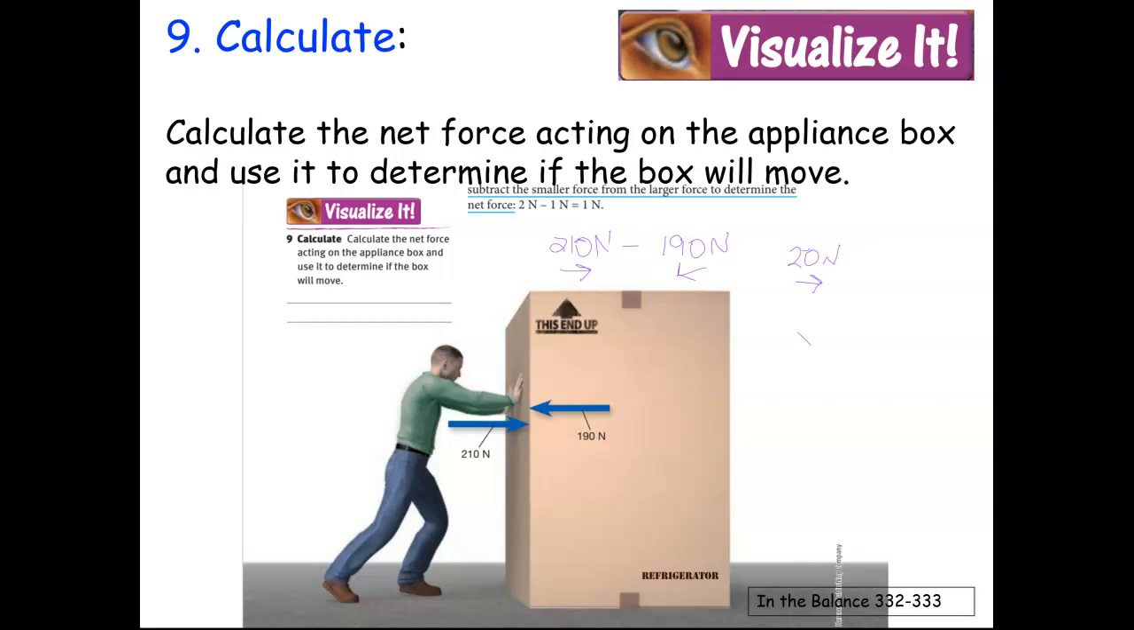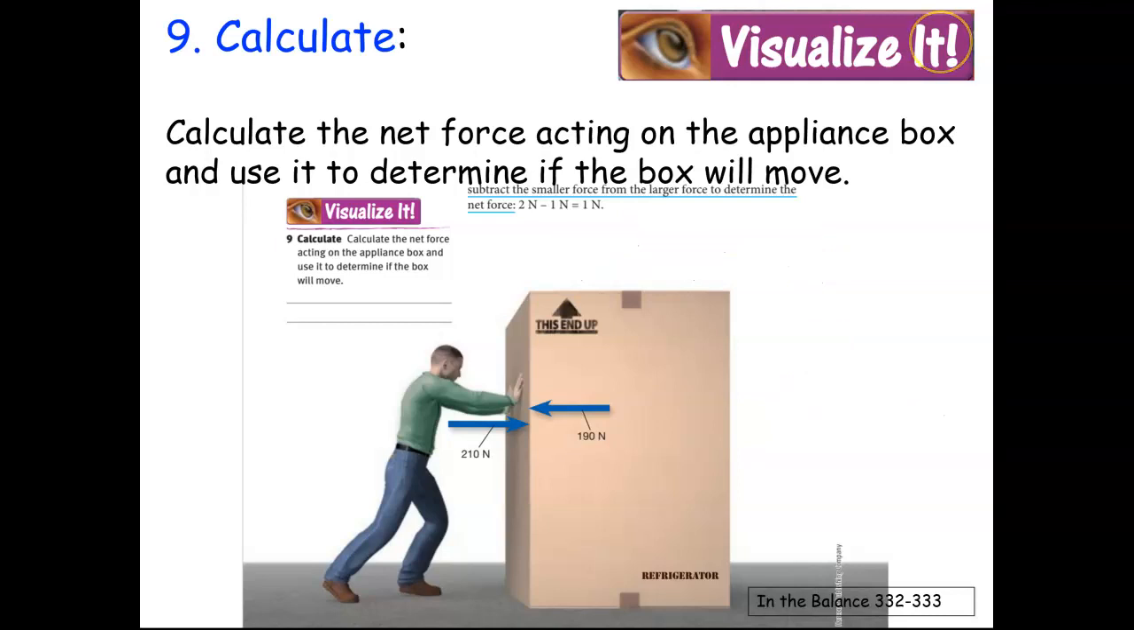So will the box move? Yes. How do we know? Because the forces are unbalanced. So first thing you do is find the net force. And then since the forces are not equal, that means they're unbalanced. And the object is going to move in the direction of the larger force. The box has a net force of 20 newtons on it, pushing it to the right.